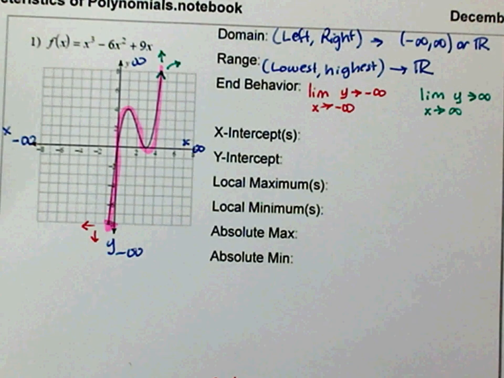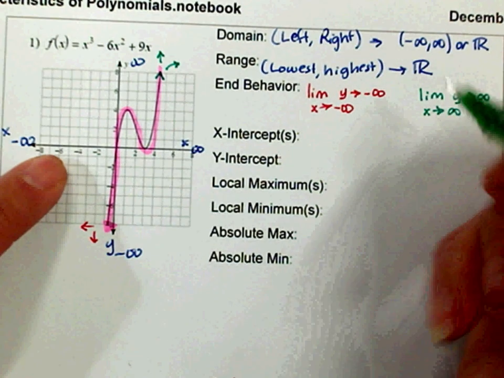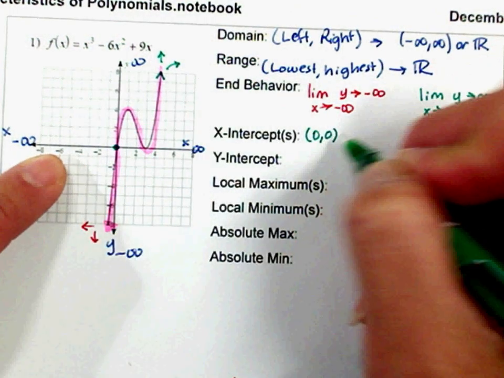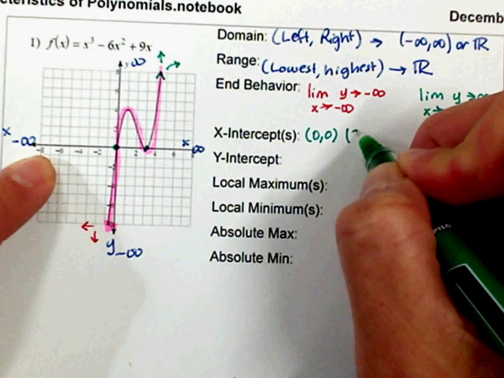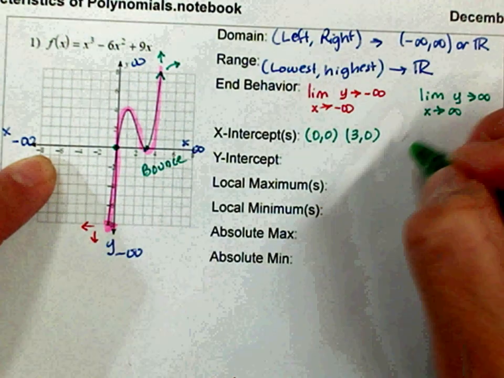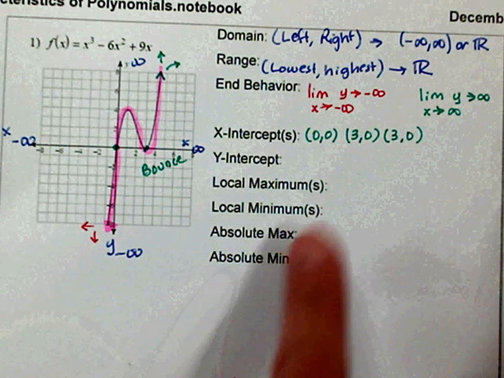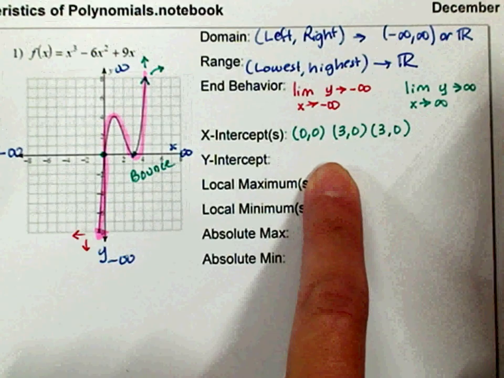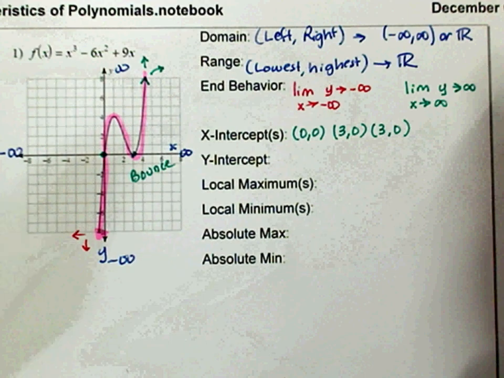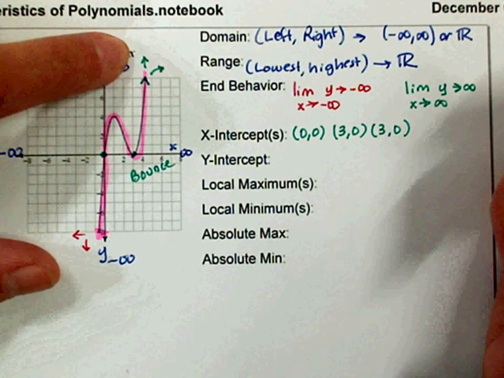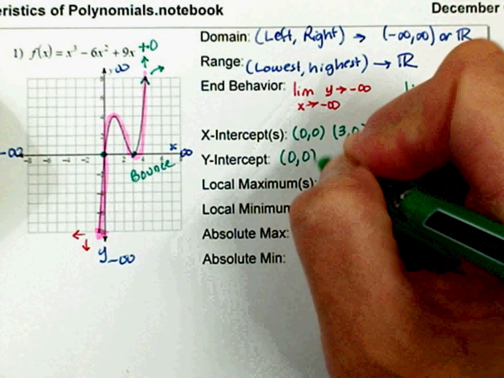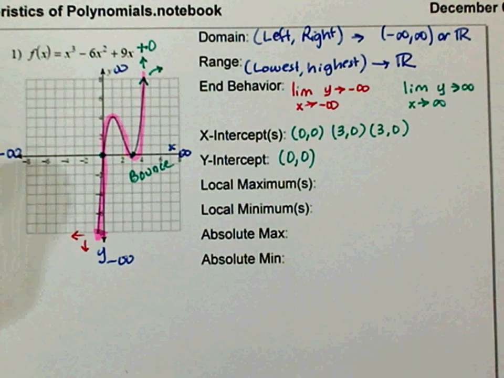X-intercept. Look where it's crossing the x-axis, right here at 0, 0, and also at 3, 0. But notice this is a bounce. Since it's a bounce, that will be a multiplicity of 2. And we're going to verify that just so you know it, but if not, make sure you find it. Y-intercept, see how that's a 0? So this here is plus 0. Y-intercept is 0, comma, 0. It's a point. Make sure you write it as a point.